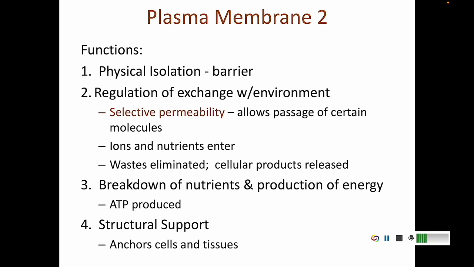Selective permeability is selecting what it's permeable to, selecting what can come in and out. So saying if you have an ion and a nutrient, you can bring it in. If you have a waste or a cellular product or some sort of signal you need to send, you can let it out. In prokaryotes, the plasma membrane is where nutrients are broken down or energy is produced. So without mitochondria and without chloroplasts, the plasma membrane is where a lot of those energy reactions are going to happen. And then the plasma membrane also offers support. It can help anchor cells to other cells and to tissues.